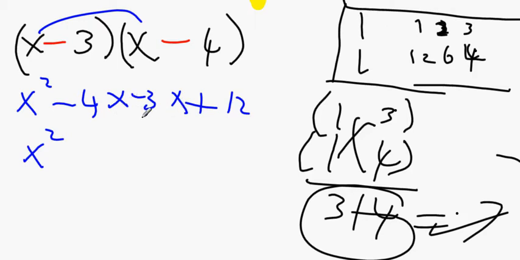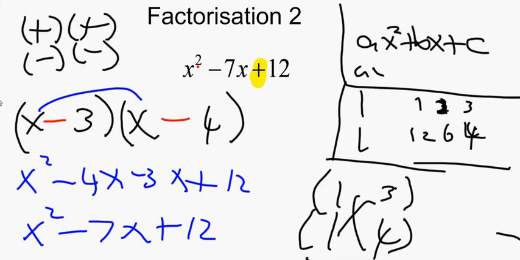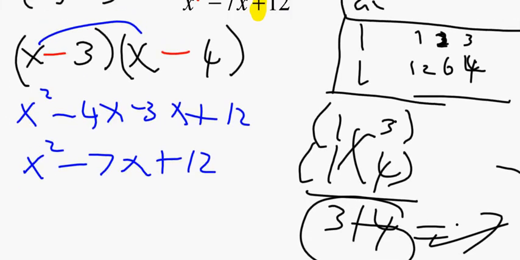It's not supposed to be there. Minus 4. Oh, sorry, that's an x. That's x, yes. I can't even read my own handwriting. X squared minus 4x, minus 3x, gives us minus 7x plus 12. And there we go. Factorization. Easy. So let's do one more.